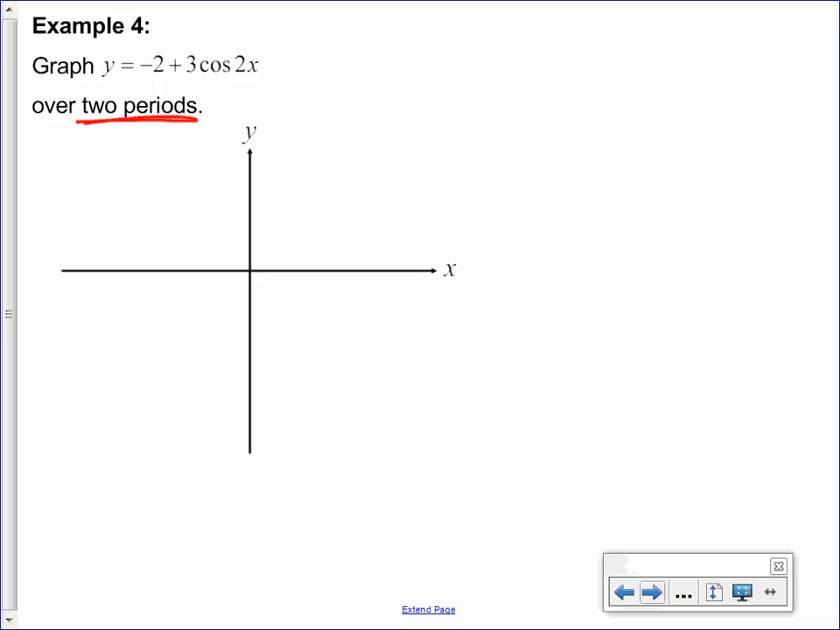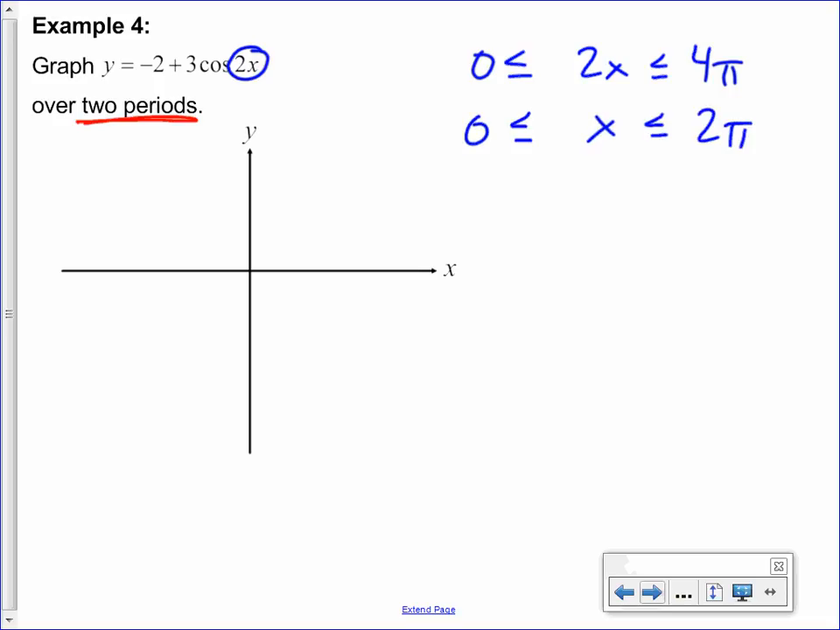Okay. So, this is easy. First, start with the 2x. So, we're going to go from 0 to 2x to 4 pi, because we're going to do 2 periods this time. Then divide everything by 2. So 0, x, and then 2 pi.